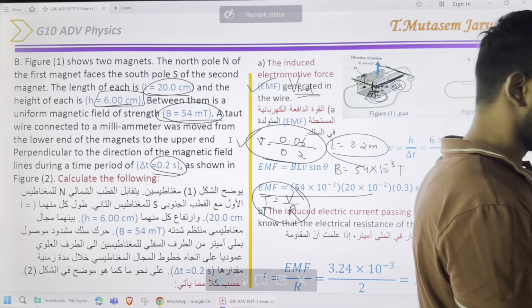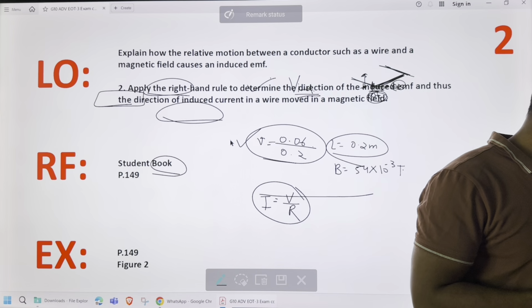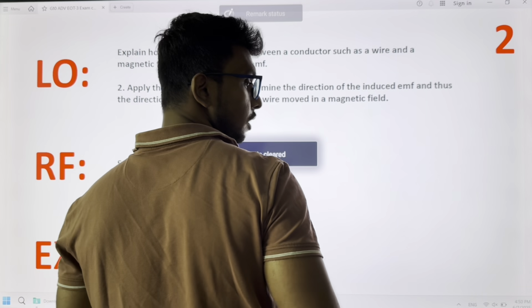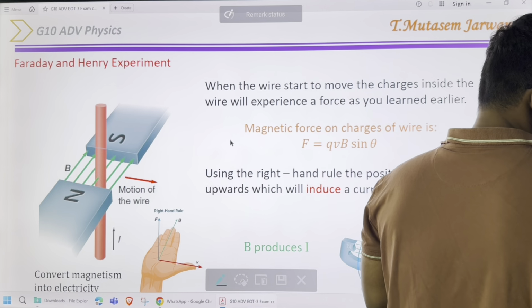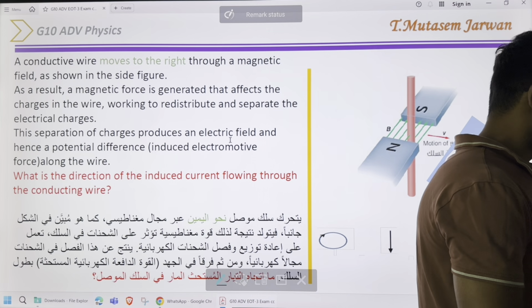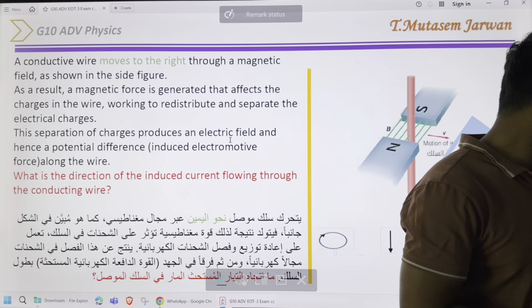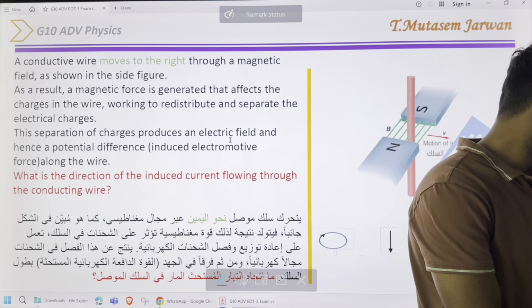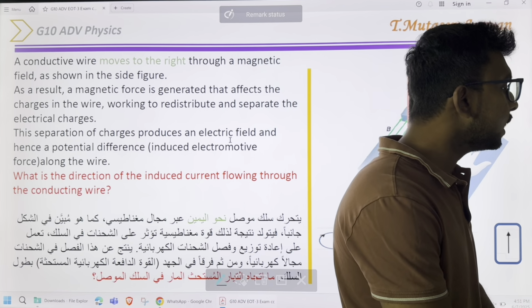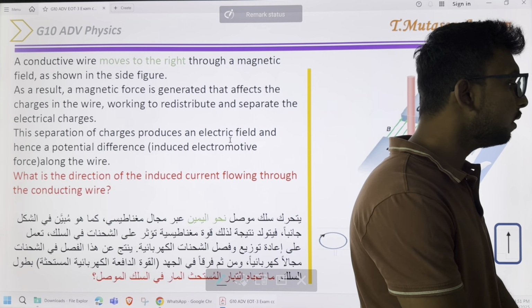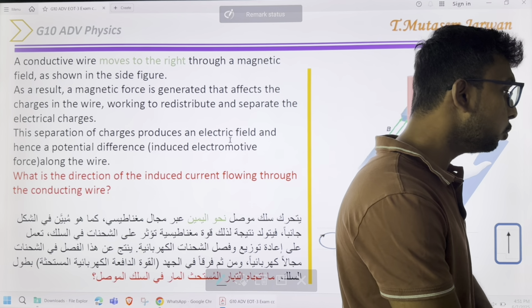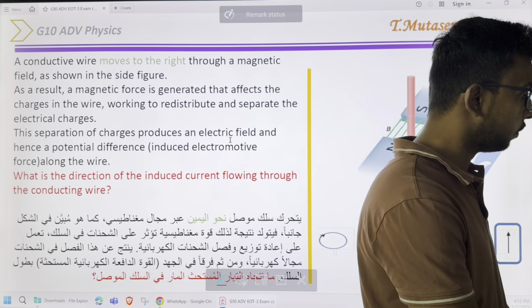This was a writing question last year. Explain how the relative motion between a conductor such as a wire and a magnetic field. Same thing, apply the right hand rule to determine the direction. Again, similar questions, similar sets of questions. A conductive wire moves to the right through a magnetic field as shown in the side figure. As a result, a magnetic force is generated that affects the charges in the wire, working to redistribute and separate the electric charges, correct? The separation of charges produces an electric field and hence a potential difference.